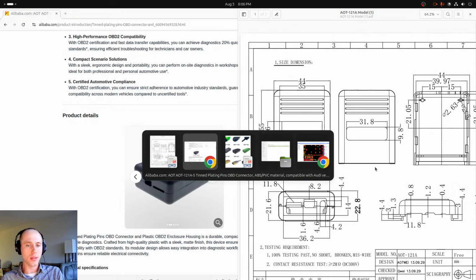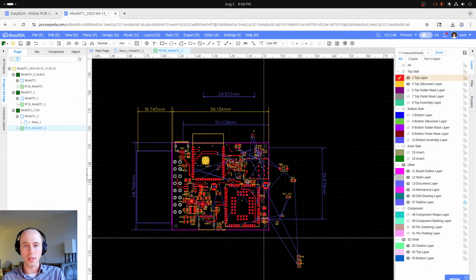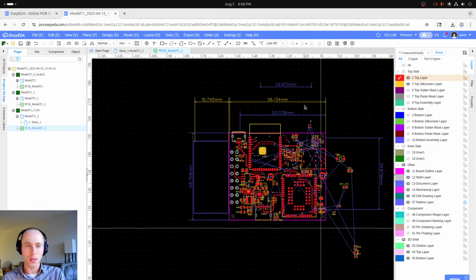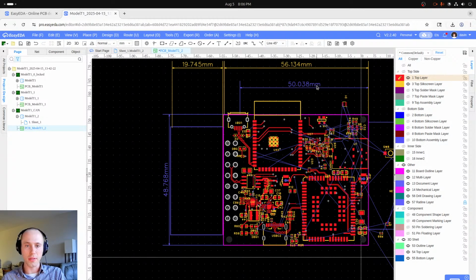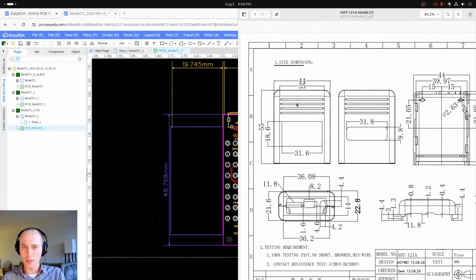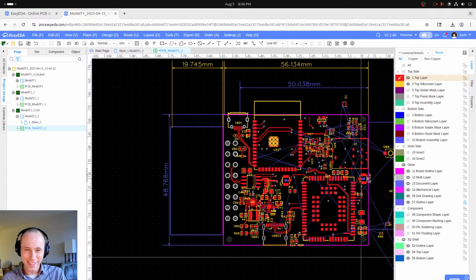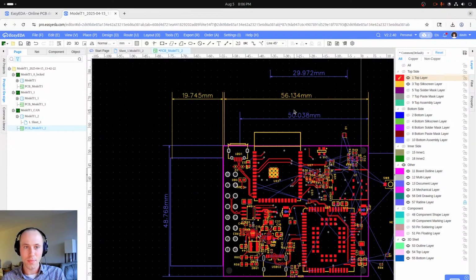And how big is this already? Right now it's 48 by 50 millimeters. This is in millimeters, so we have to shrink this way down. This is gonna have to shrink substantially. Oh, this is gonna be pretty tough. Oh boy. Okay.